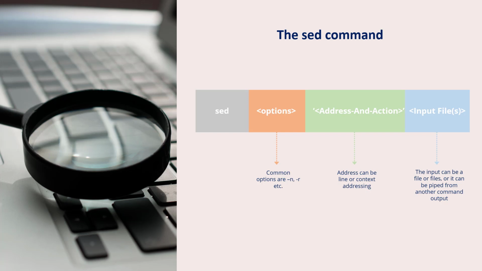Addressing can be of two types, line addressing and context addressing. We'll see examples for both in this session going forward. Action could be to simply print these selected lines, or maybe something more complex like doing string substitutions on the selected lines. Both address and action are written together without any spaces in between and enclosed in a pair of single quotes.